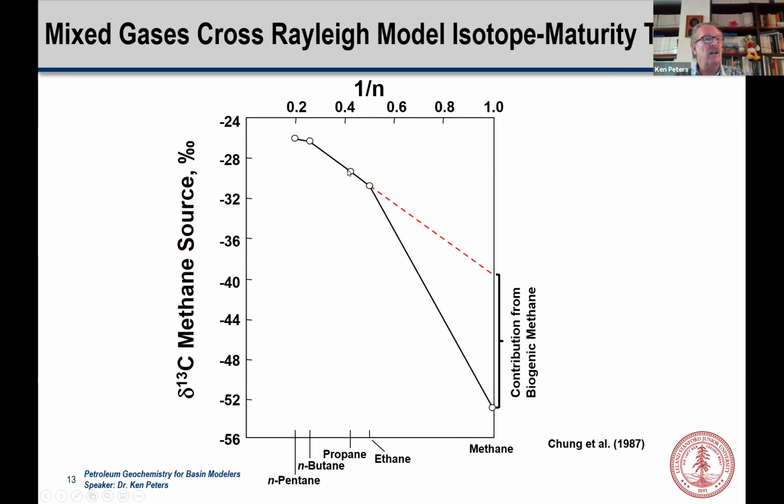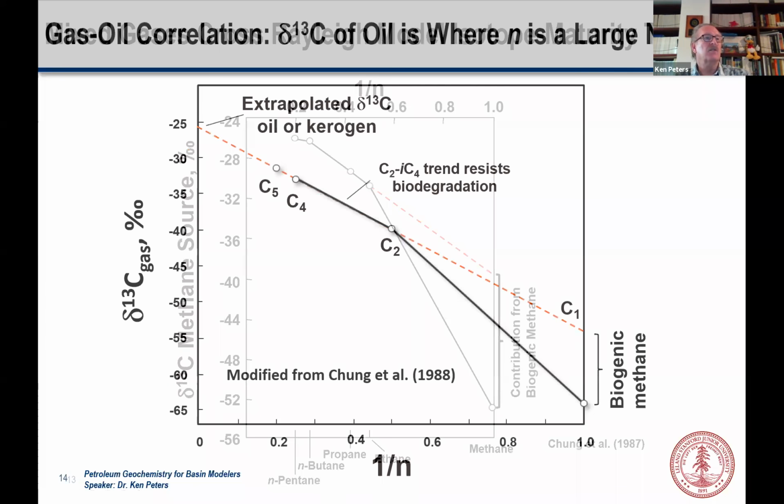So we know the thermogenic gas should probably have, just by an assumption of Rayleigh distillation type cracking, a methane isotope composition down here around minus 38 or so. But in fact, it's down here. So this is good evidence for a mixing of a biogenic component with that thermogenic gas, based on the trend from C2 to C5. And you can actually calculate then the proportion of the biogenic methane mixed in that mixed gas.